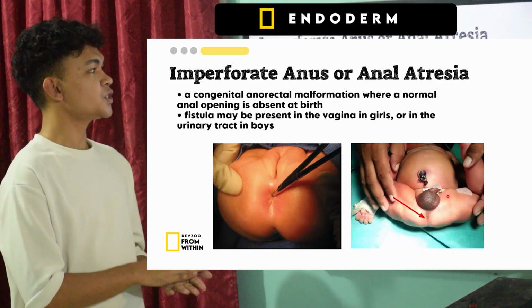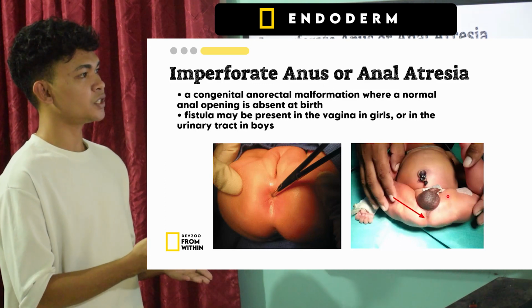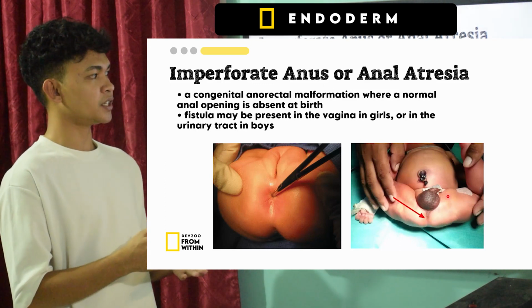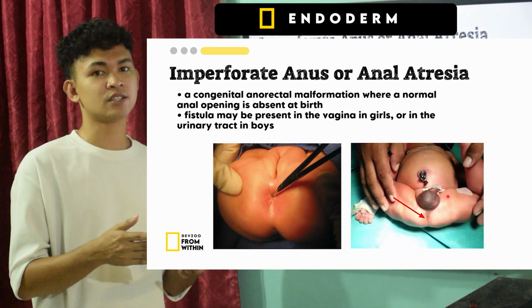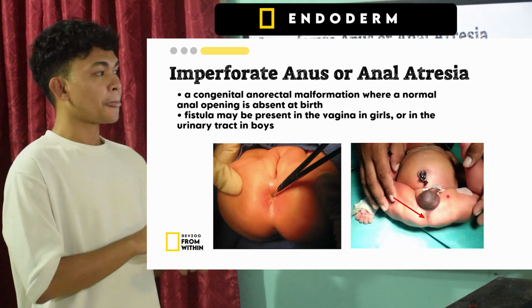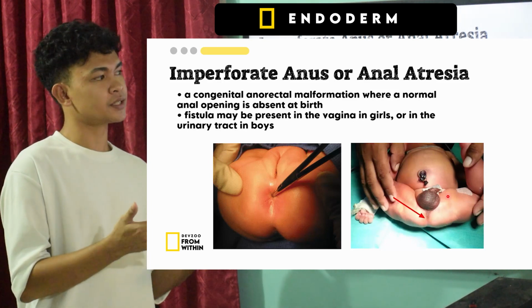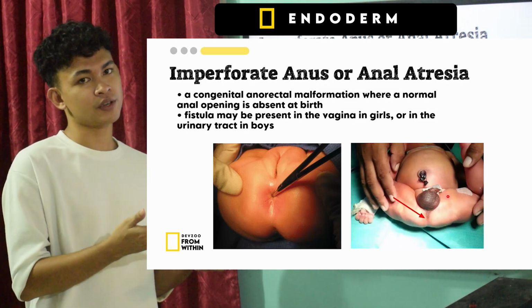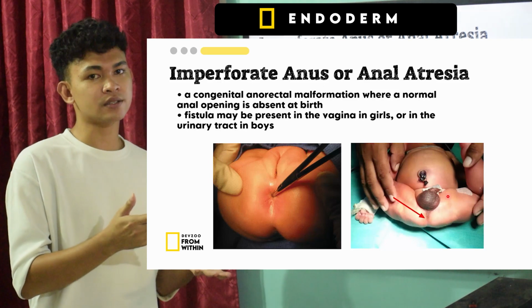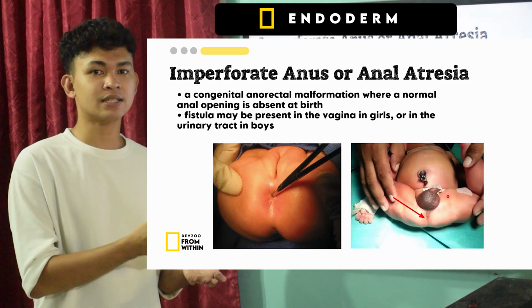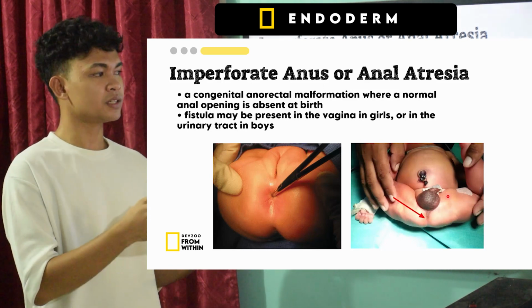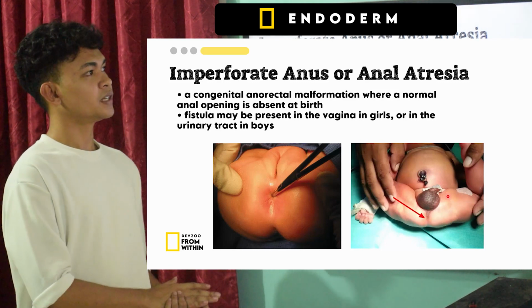colon. Fistula may be present in the vagina in girls or in the urinary tract in boys. Fistula means opening. So, there is an opening sa kanilang vagina for girls and sa penis naman sa boys. So, the tendency is doon dadaan yung dumi sa vagina nila or sa penis for boys. So, next.